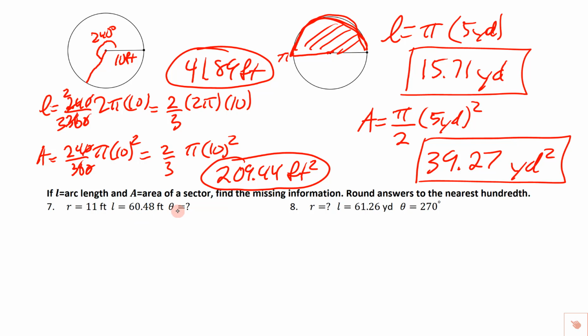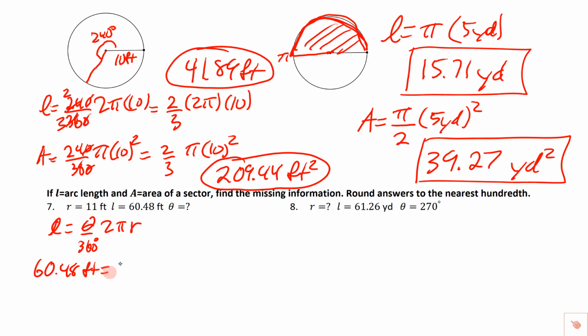So the formula here, and you'll notice that it doesn't say that we have to do this in degrees or radians. So let's go ahead and do this in degrees, just for the heck of it. I think a lot of people tend to be more comfortable with degrees when they start off here. So this is going to be theta over 360, and then this is going to be 2 pi r. And in this case, we know the arc length, 60.48. And let's see, yeah, this is going to be feet.